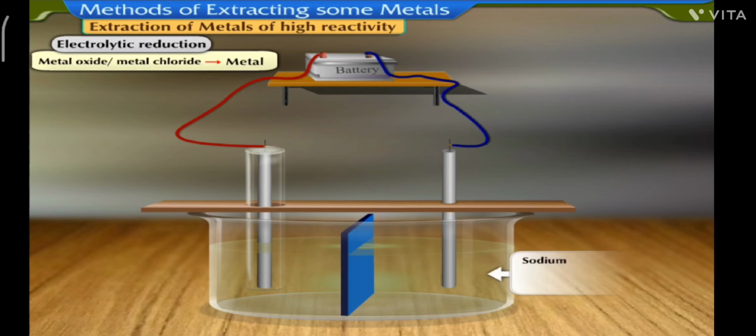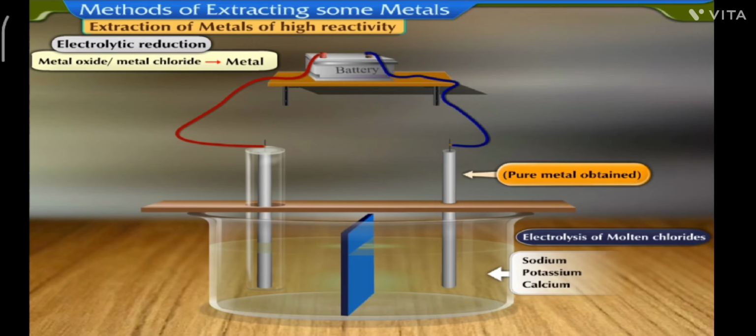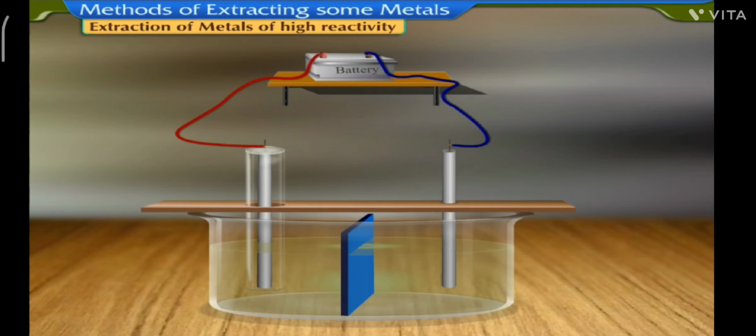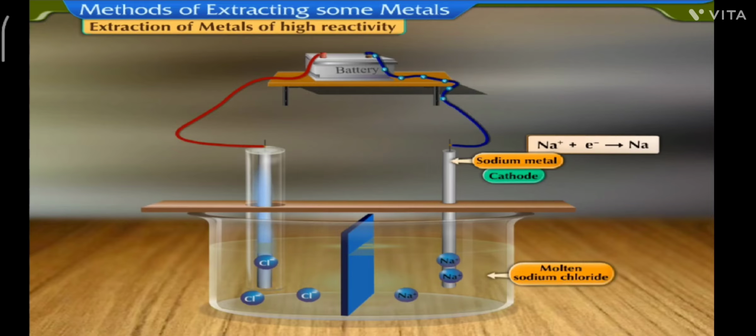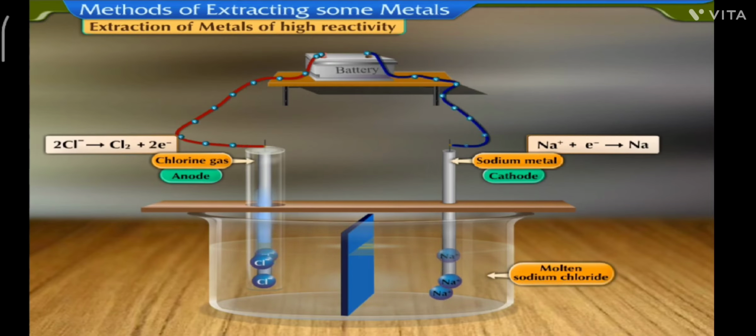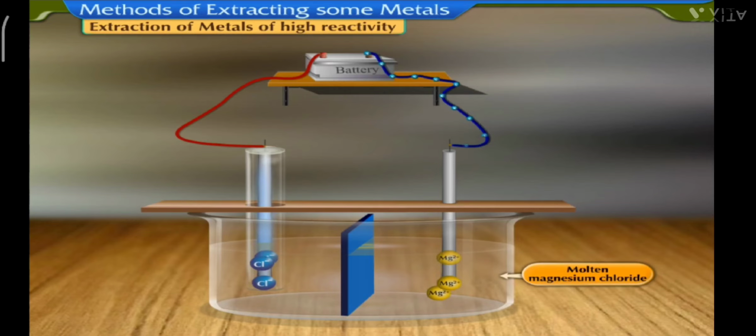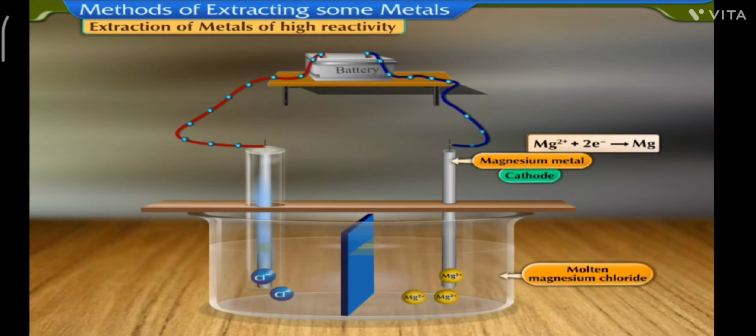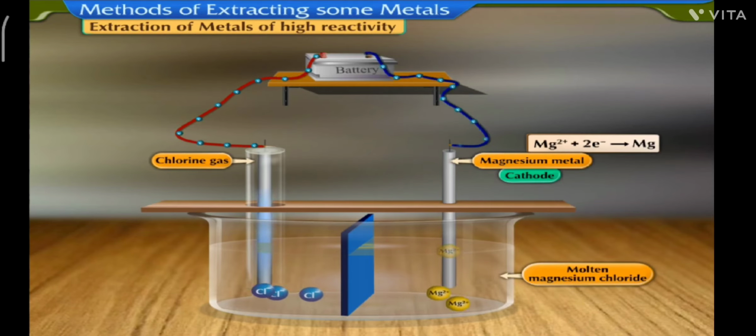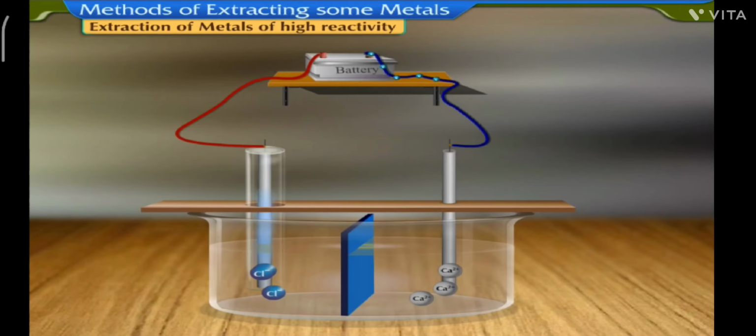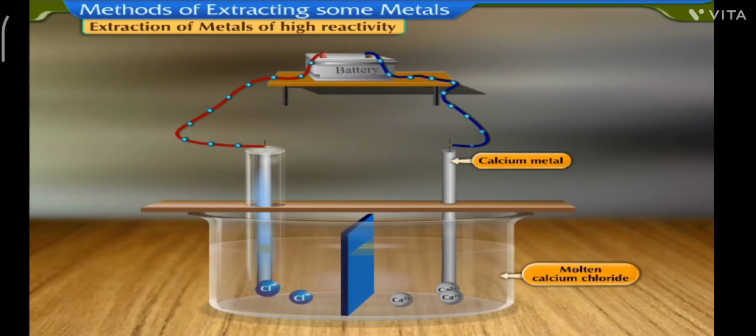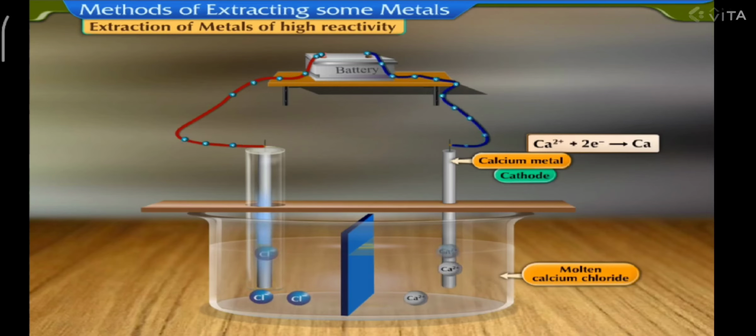The metals sodium, potassium, and calcium are obtained by the electrolysis of their molten chlorides. In this process, the pure metal is obtained at the cathode and chlorine gas is obtained at the anode. For example, in the electrolysis of molten sodium chloride, sodium metal is obtained at the cathode and chlorine gas at the anode. In the electrolysis of magnesium chloride, magnesium metal is obtained at the cathode and chlorine gas at the anode. In the electrolysis of calcium chloride, calcium metal is obtained at the cathode and chlorine gas at the anode.